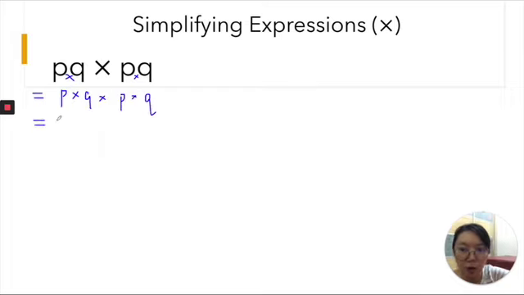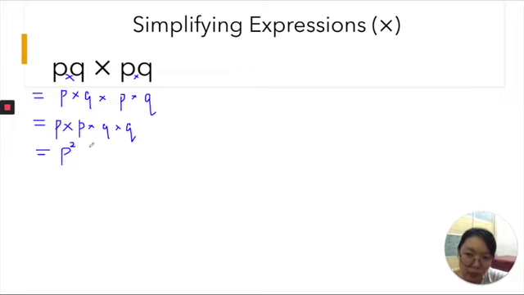Then we put all the like terms together, like P and P together and Q and Q together. Then you can see very clearly, P repeating 2 times. Put a square up there, and Q repeating 2 times. So from PQ times PQ, it becomes P square, Q square. Simplified.